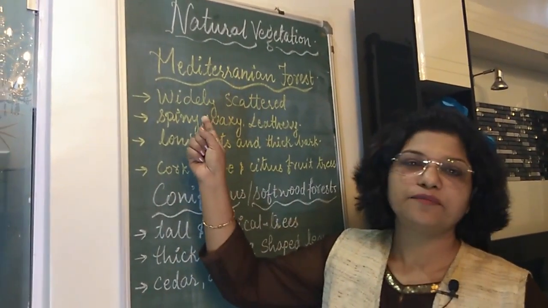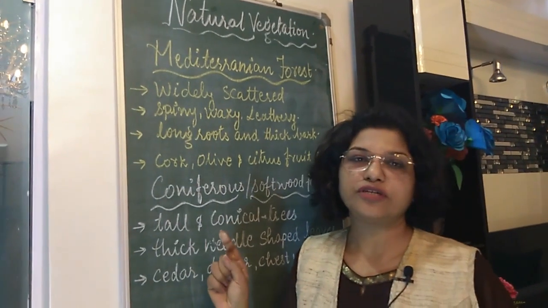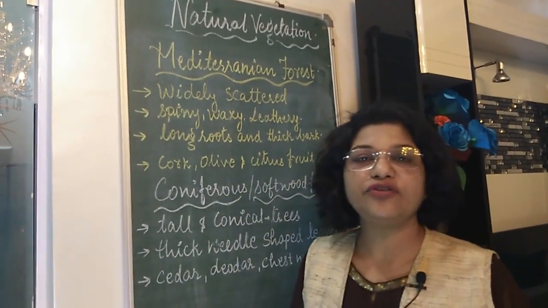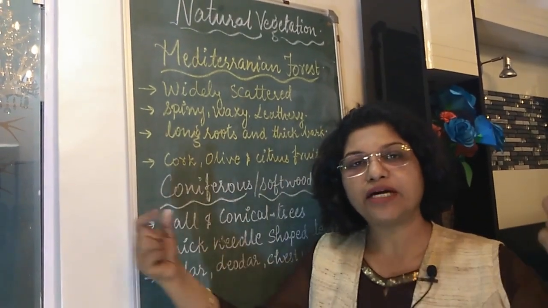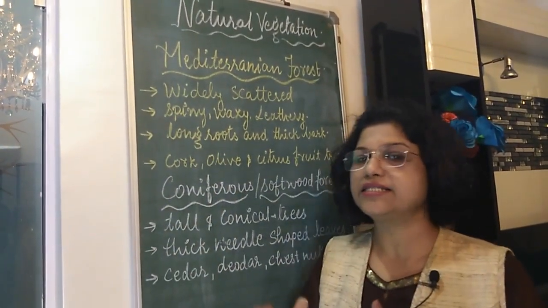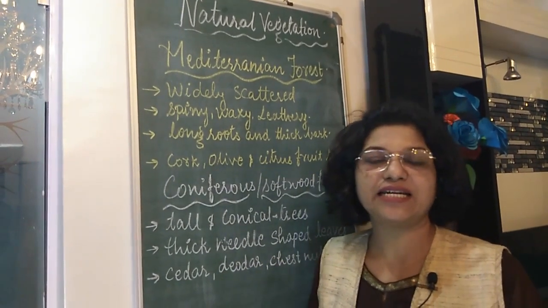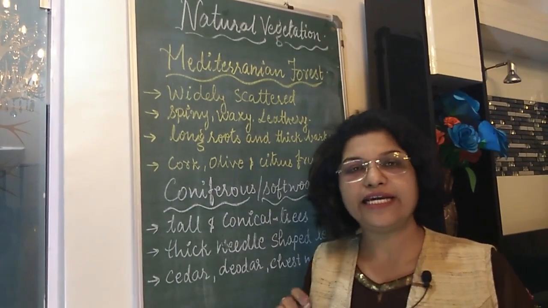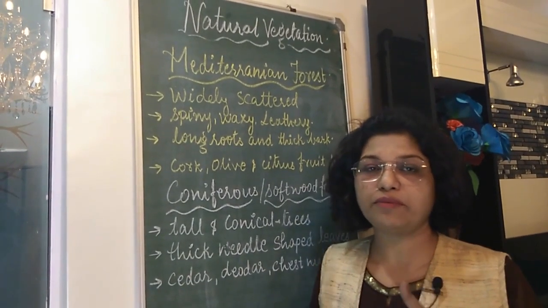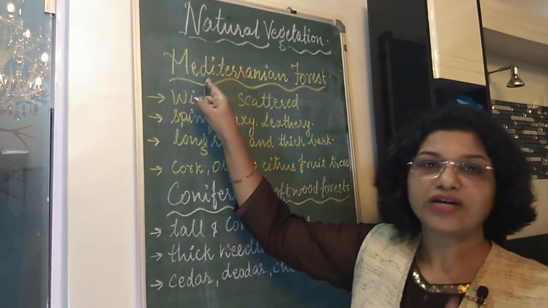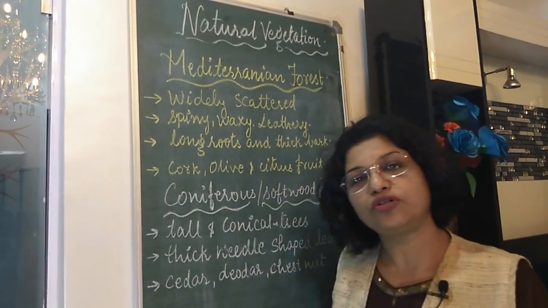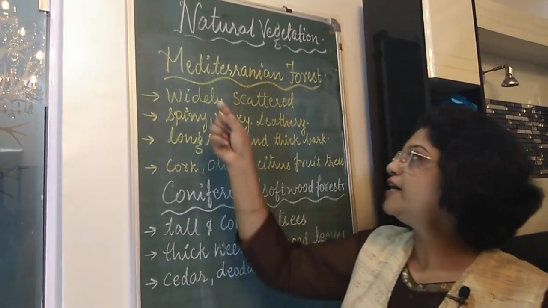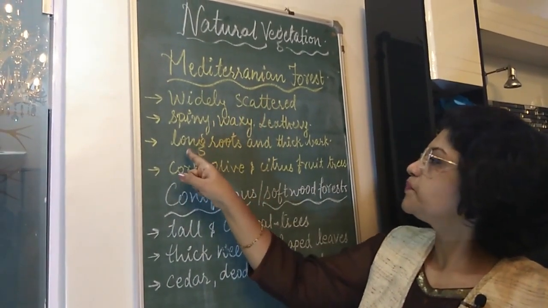So, now we are discussing the characteristics of these forests. So, Mediterranean forests are widely scattered. The trees in this forest are spread apart. You will find that they are not very dense, and they have spiny, waxy and leathery textured leaves that help them to retain moisture during the dry summer season. You remember that these forests have a dry summer season and a moderate amount of rainfall during the winter. So, that is the type of climate where you find these Mediterranean forests.